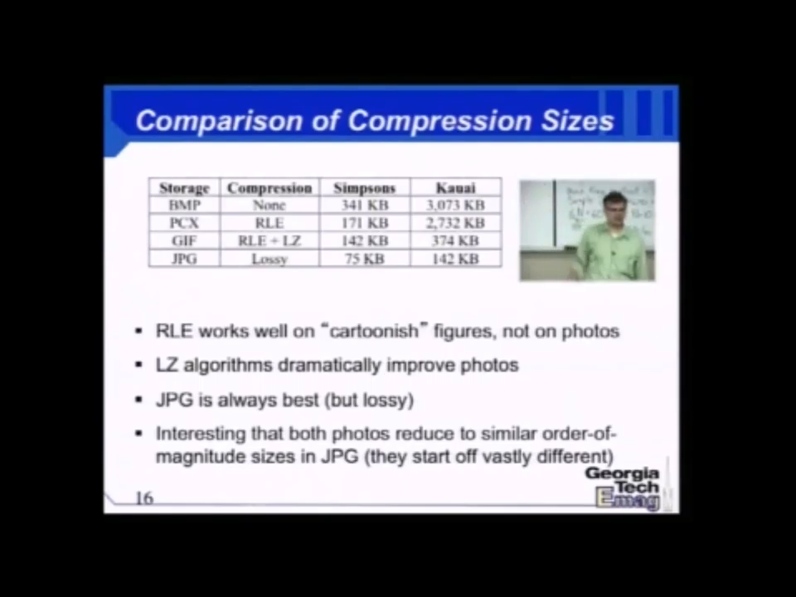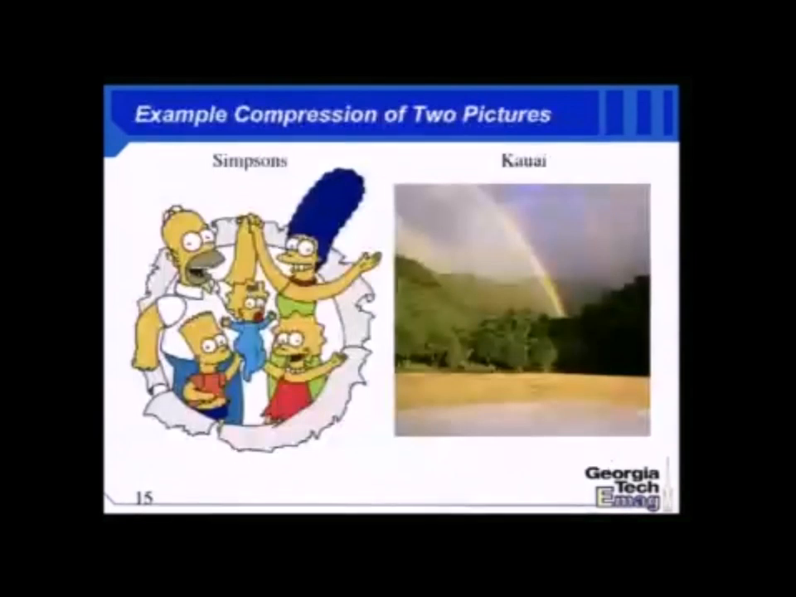Interestingly, Kauai is almost 10 times the information when you first start out, but it winds up only being about twice the information because at the end of the day, your eye is just not very sensitive to fine details in images. And I can squeeze a surprising amount out of the Kauai image and still have it look exactly like that from your perception.